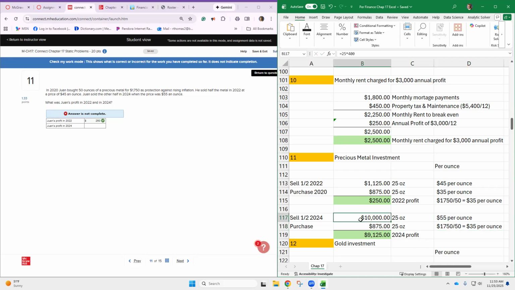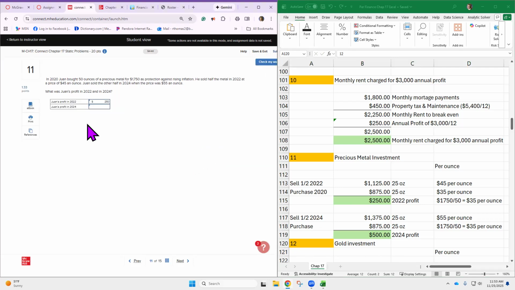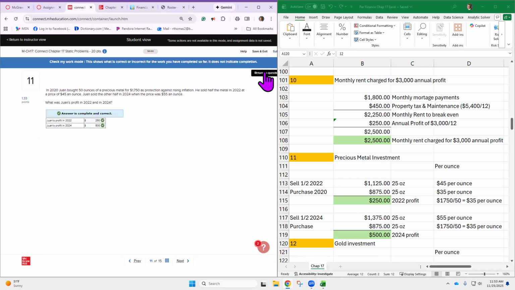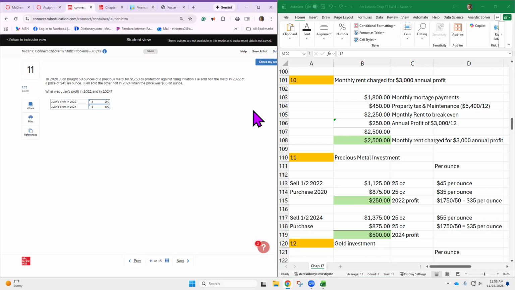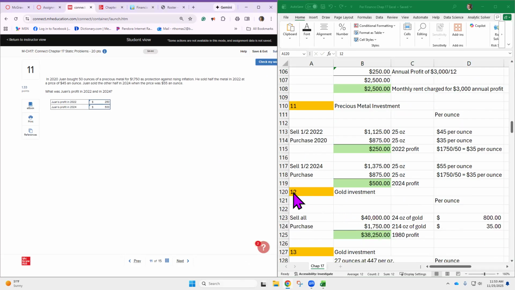Okay, and so let's do the math here. Okay, that's good. 25 times 35 is the 875. And then the 25 times 55 is the 1375. Okay, so when he sold the first half, he only made $250, but the second half, he made more than that. Okay, he made $500 on that second half of that. So you just got to kind of make sure you're looking at the same number of ounces, right? Okay, we're going to do this some more now.